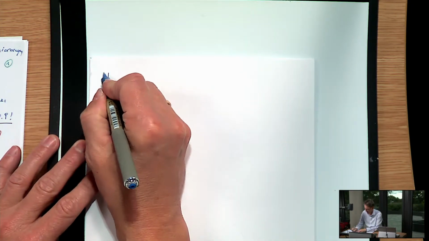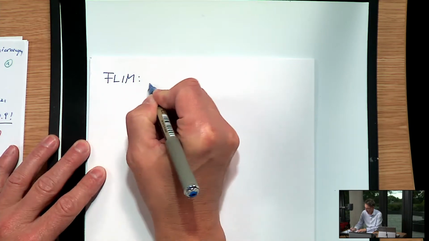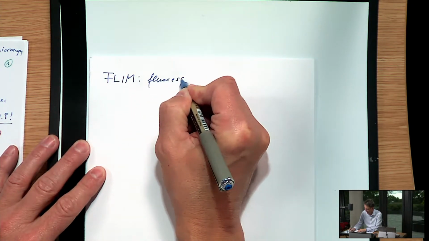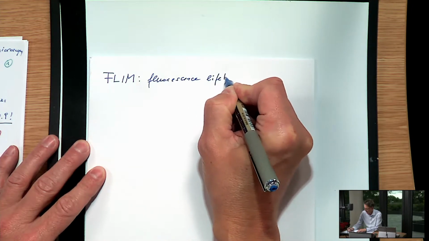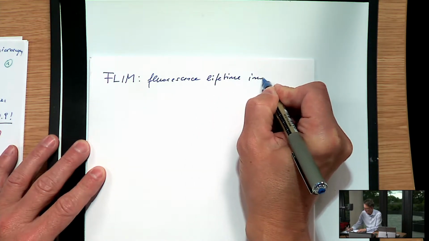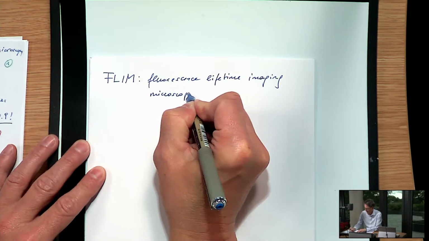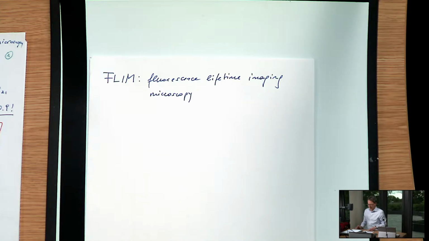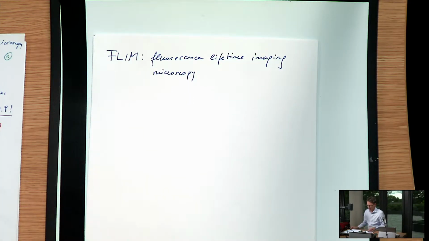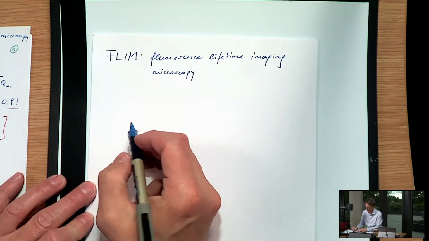So I will begin the lecture by now turning to the visualizer here, and I will go through the concepts of what is called FLIM, or fluorescence lifetime imaging microscopy. And so to begin with, we should just recap what the lifetime is about.